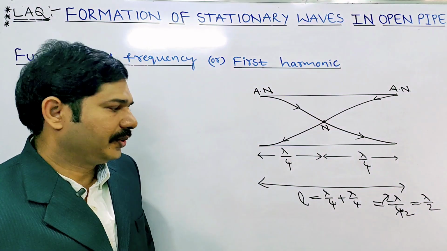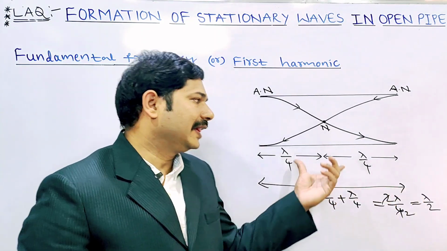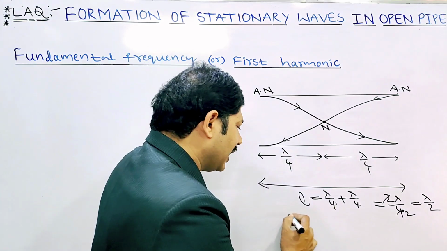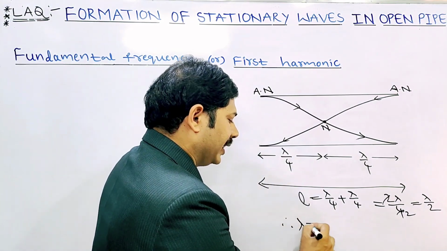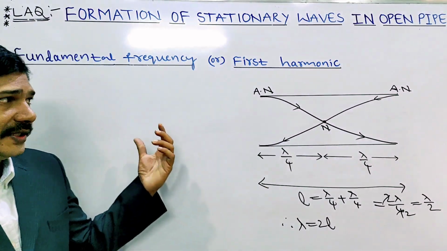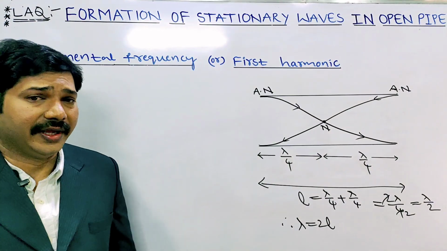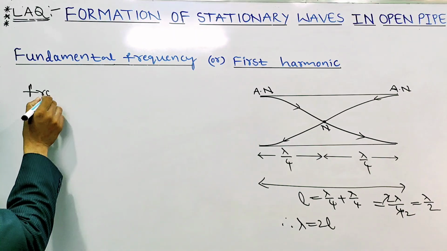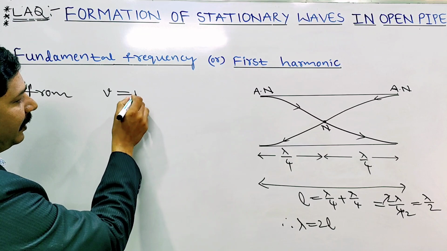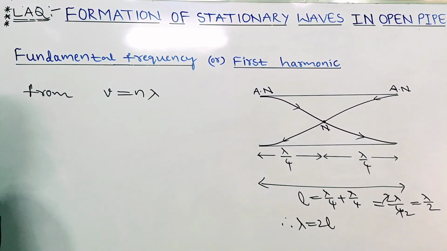L equal to lambda by 2. Length of the pipe L equal to lambda by 2. Therefore, lambda equal to 2L. This value we will substitute in the equation, where we see the velocity of sound v equal to n lambda formula.